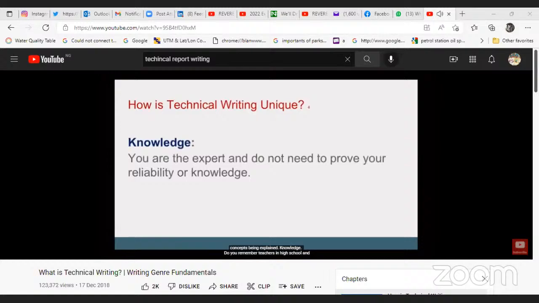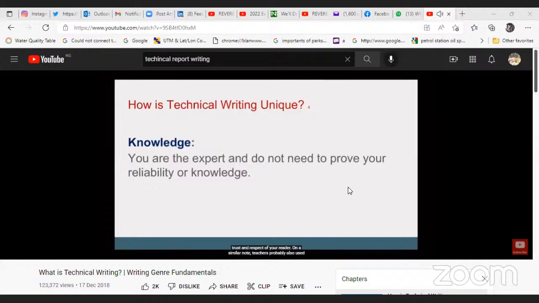Knowledge. Do you remember teachers in high school and college telling you that you had to prove your credibility by using the credibility from other sources? While that is important in academic research, especially as a student, in technical writing, you are automatically assumed to be an expert on the topic. If you try to prove your credibility, you will lose the trust and respect of your reader.